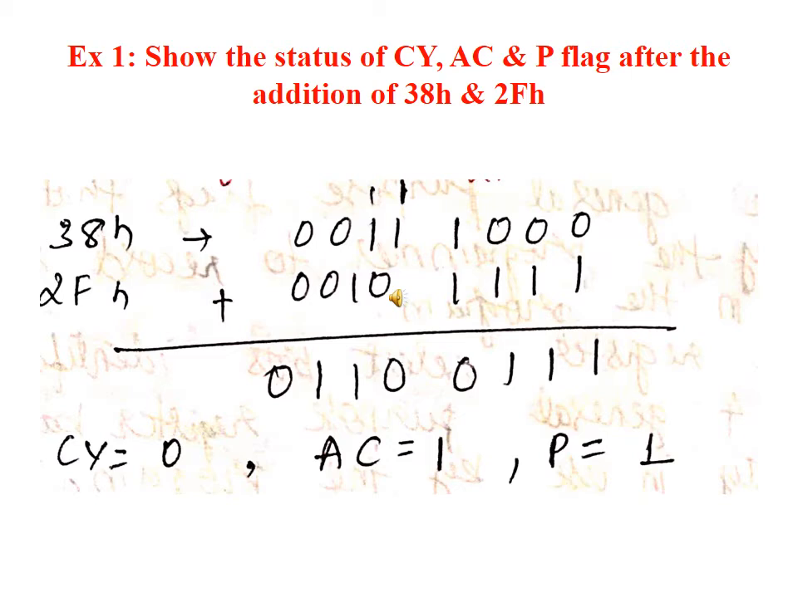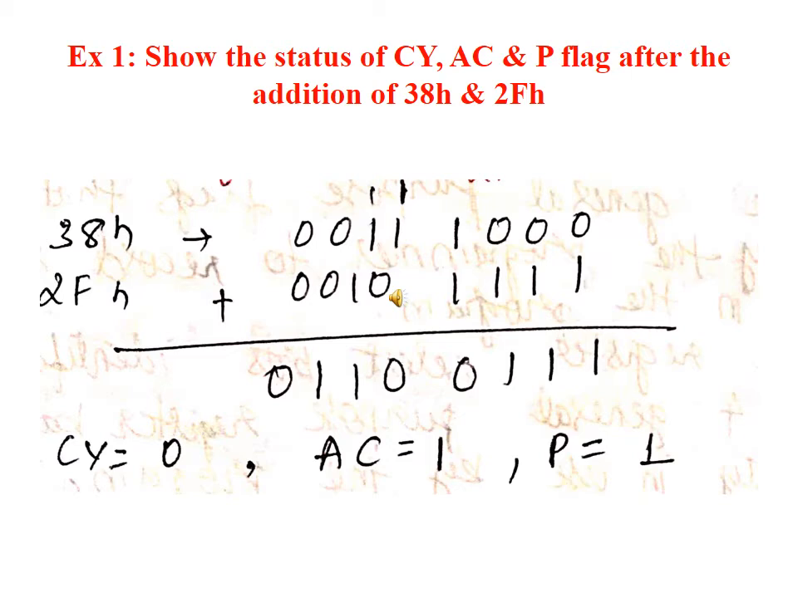The carry flag is set whenever there is a carry out from the D7 bit. Here there is no carry generated, so the carry flag will be reset to logic 0. Auxiliary carry flag means a carry generated from D3 to D4, that means from the lower nibble to the higher nibble. In this problem there is a carry generated from the lower nibble to the higher nibble, so the auxiliary carry flag will be set to 1.